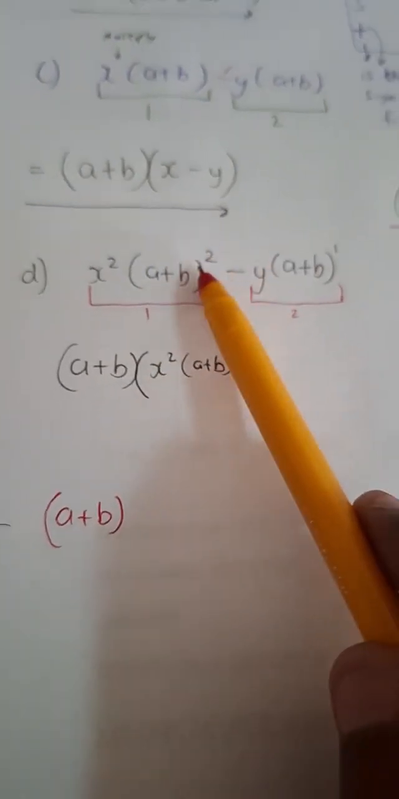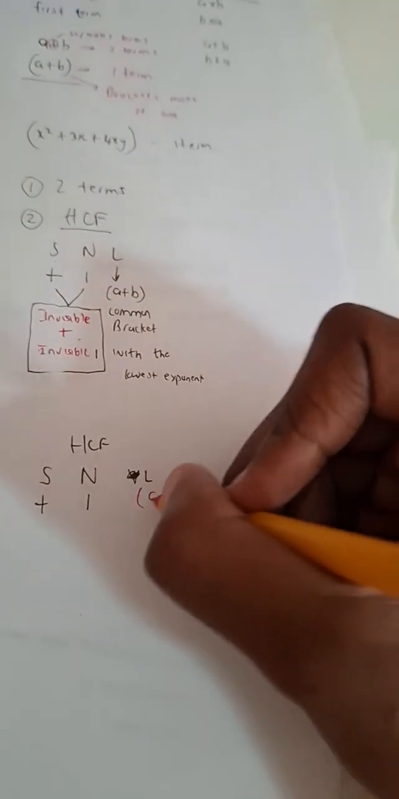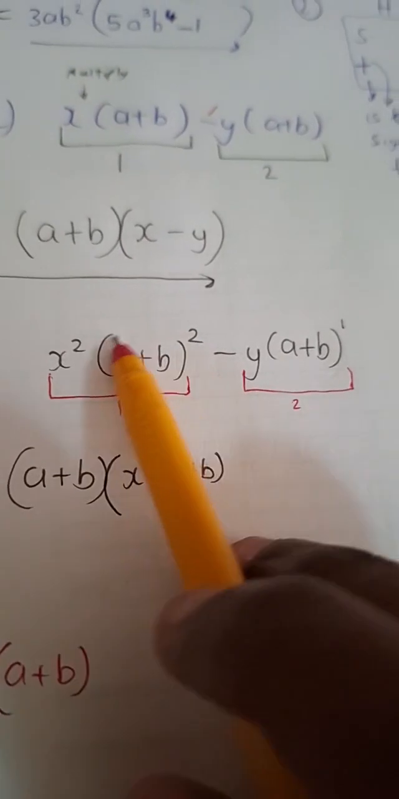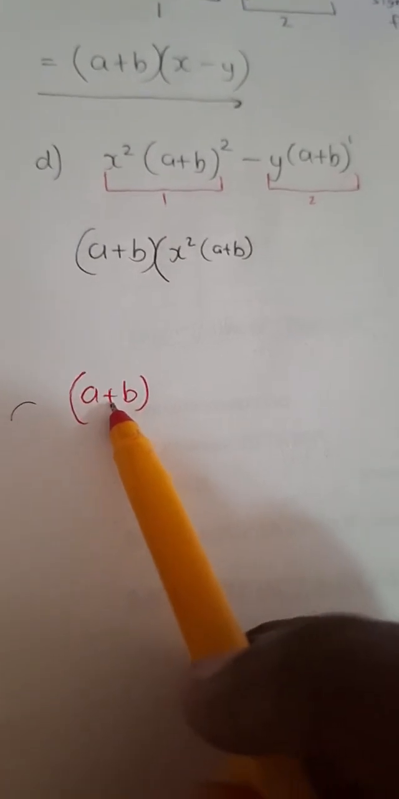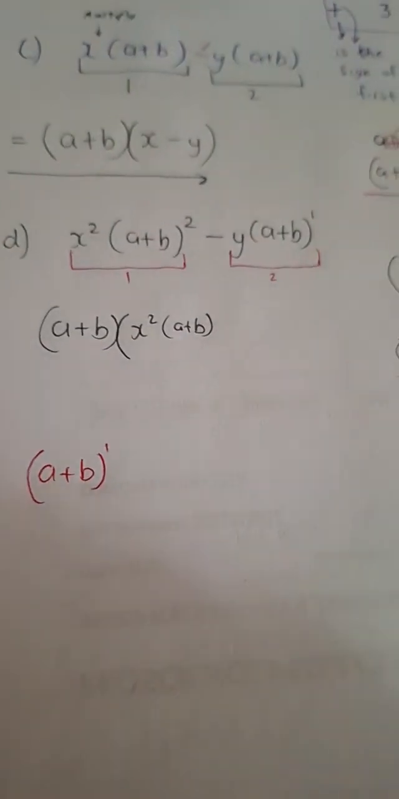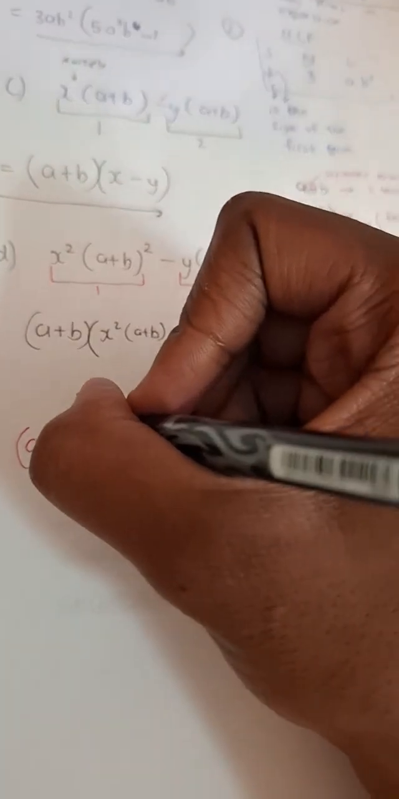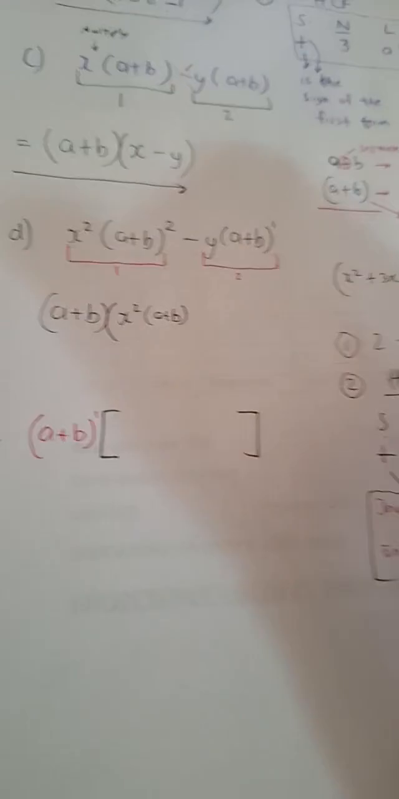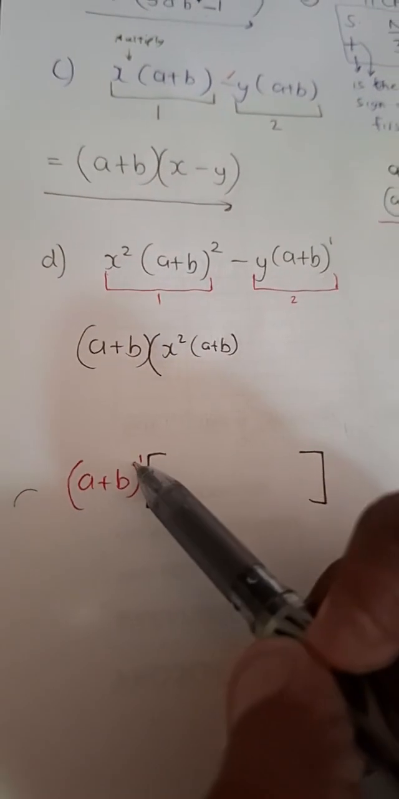So like I said, we've all established that the highest common factor bracket has to be a plus b, because we take out the common bracket that has the lowest exponent. So that means a plus b. I'm just going to write to the power 1. That is my highest common factor. Then let's use square brackets so that we can distinguish what's inside. So this is the a plus b to the power 1 that I took out.